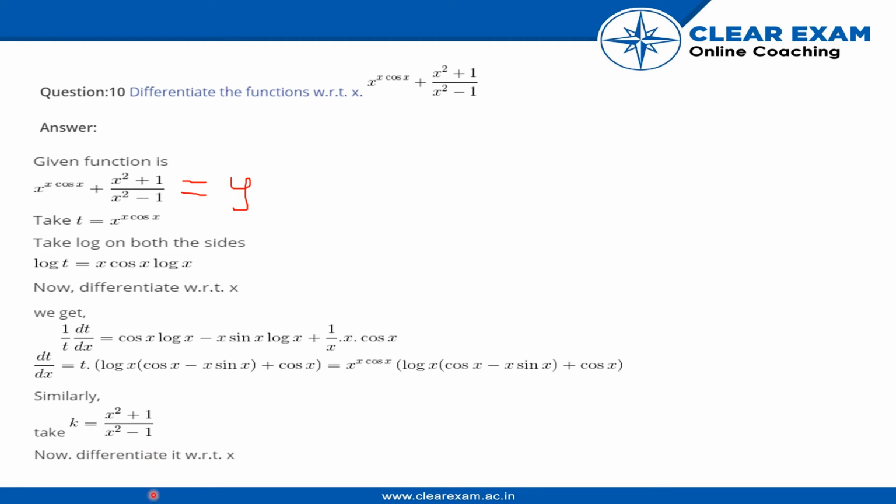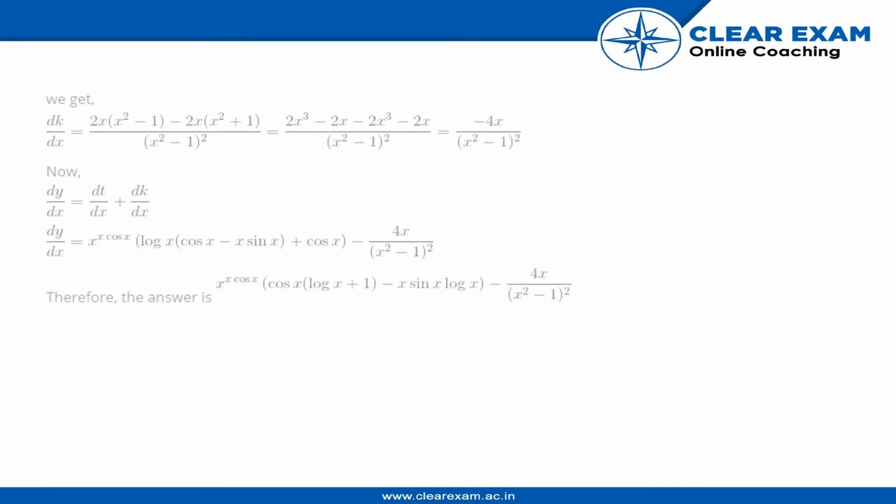Similarly, take the second term (x square plus 1) upon (x square minus 1) equal to k. Differentiating it with respect to x, apply the quotient rule to solve dk by dx, which is equal to (x square minus 1) into d by dx of (x square plus 1), which is 2x, minus (x square plus 1) into d by dx of (x square minus 1), which is again 2x, whole upon (x square minus 1) the whole square, which is reduced to minus 4x upon (x square minus 1) the whole square.